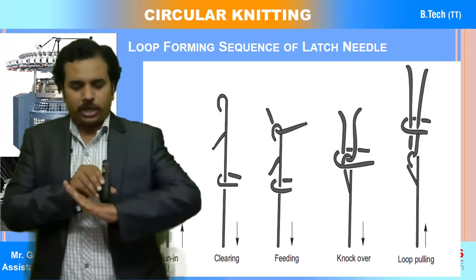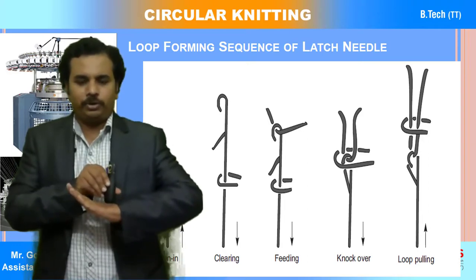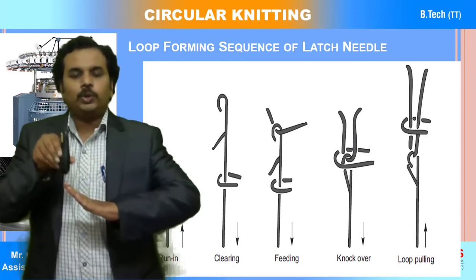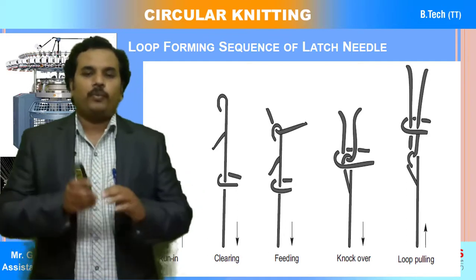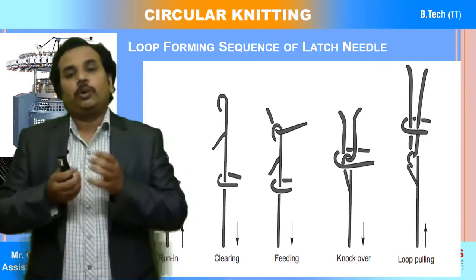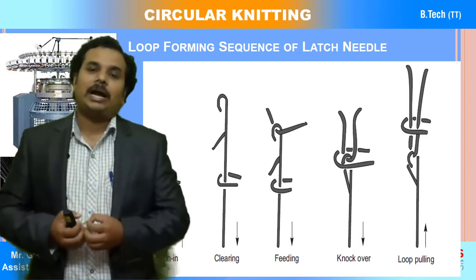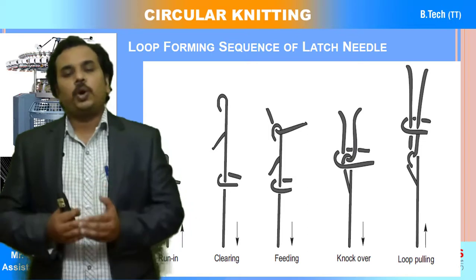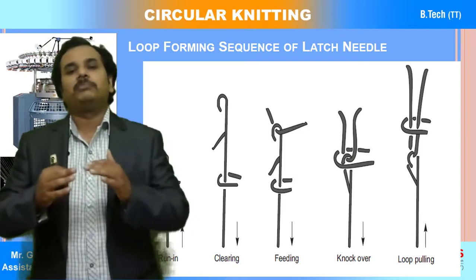Once the needle is rising up, right? The needle is running, then slowly it is going to rise up. Once it is rising up, you can see in the second image, the whole loop which is there on the needle stem and on the top of the needle latch is going to be cleared. Nothing but the whole loop is cleared from the latch.